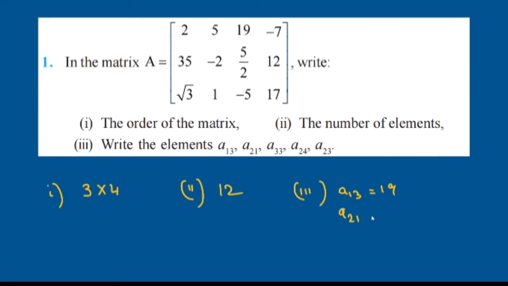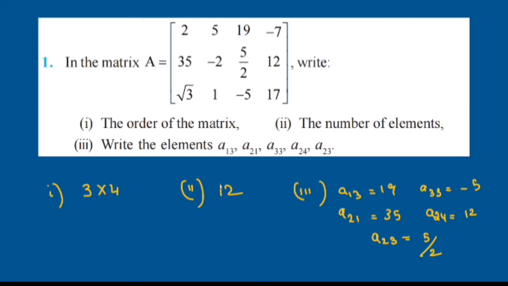A21. What is A21? 35. A33, minus 5. A24. What is A24? 12. A23.